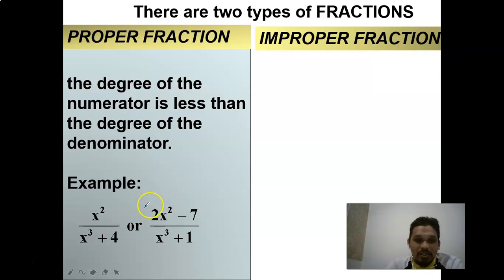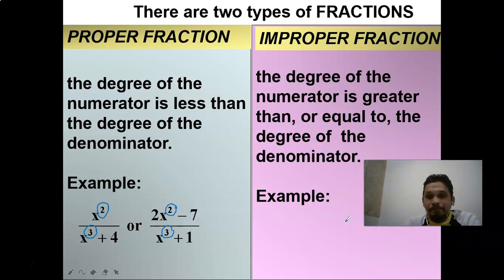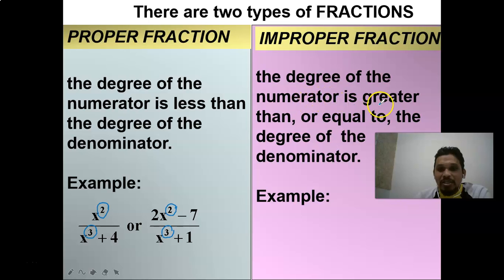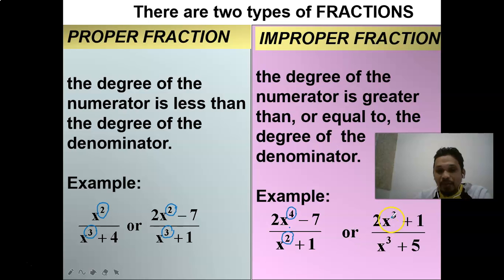The proper fraction, as you see here, the degree of x in the numerator is less than the degree of x in the denominator. And also here, the degree of x in the numerator is less than the degree of x in the denominator. An improper fraction is where the degree of the numerator is greater than or at least equal to the degree of the denominator. So the degree of the numerator, x to the 4, is greater than the denominator, x to the 2, or at least equal.